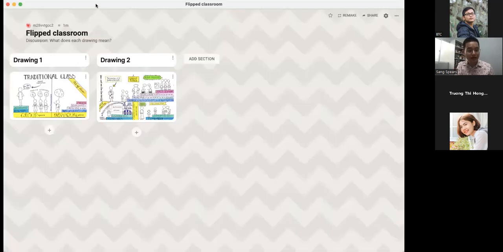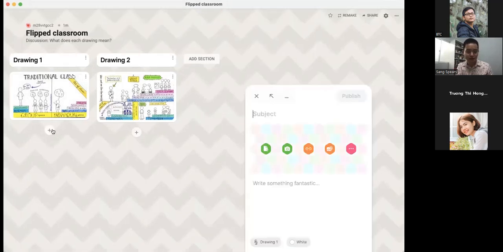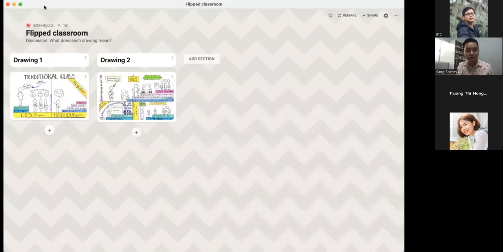When you join the Padlet, you will see something like this: drawing 1, drawing 2. Probably you can click into it to make it bigger, to zoom in. And then you can click plus, and then you add your answer right here. Okay, I've seen no one joining the Padlet yet.